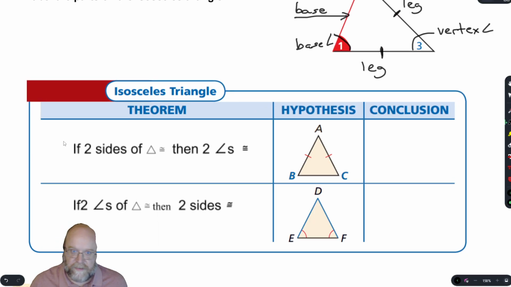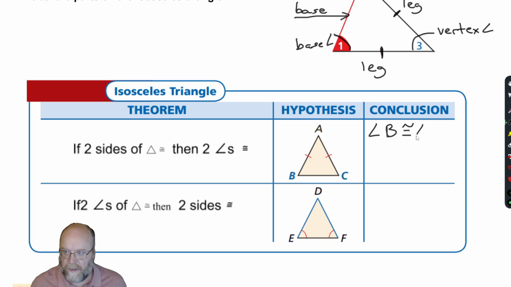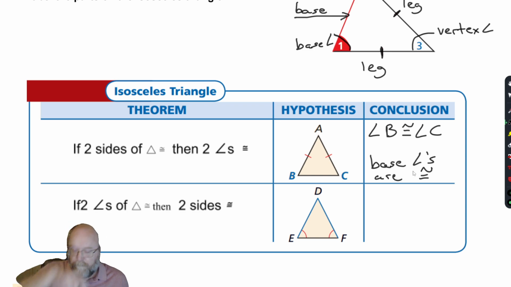So many theorems. Okay, here we go. If two sides of a triangle are congruent, then two angles are congruent. Okay, so what does this mean? If these two sides are congruent, then that means angle B is congruent to angle C. And these are the base angles. So if two sides of a triangle are congruent, that makes it an isosceles triangle, then there are two congruent angles.